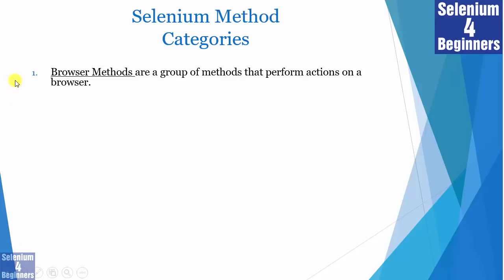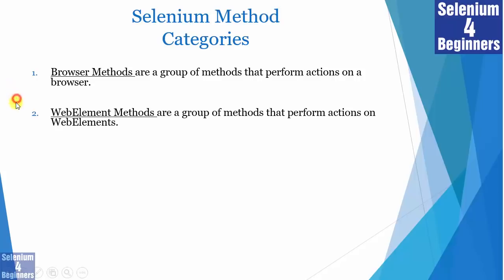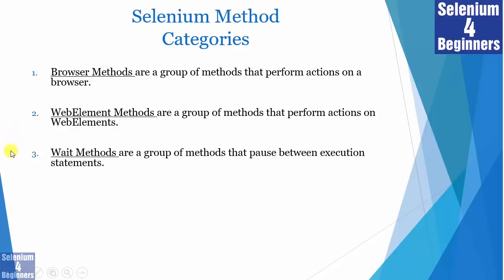Browser methods are a group of methods that perform actions on a browser. WebElement methods are a group of methods that perform actions on web elements. A web element is anything you see on a browser. Wait methods are a group of methods that pause between execution statements. For example, when your web page is loading, the statement will pause until the web page finishes loading.